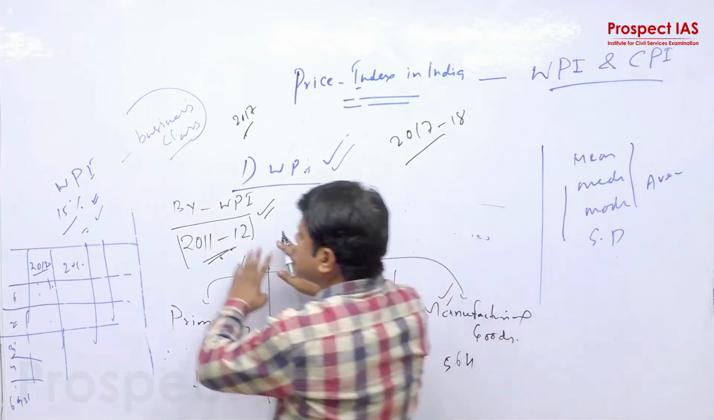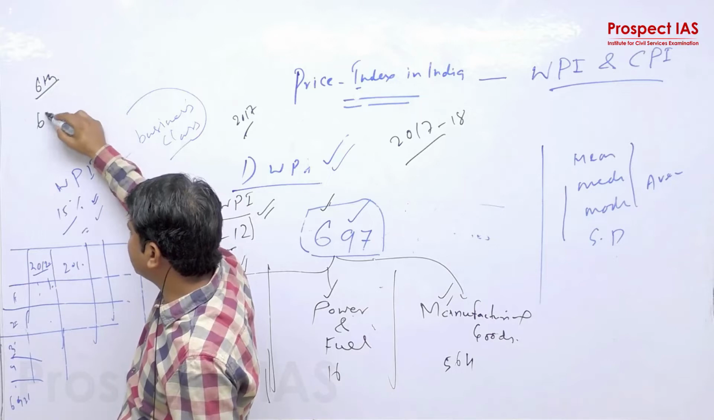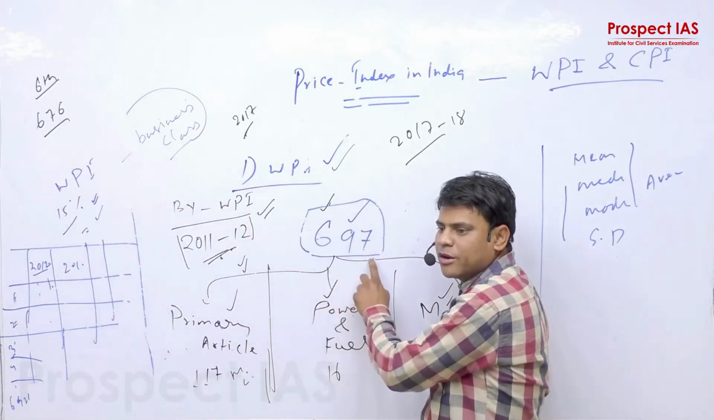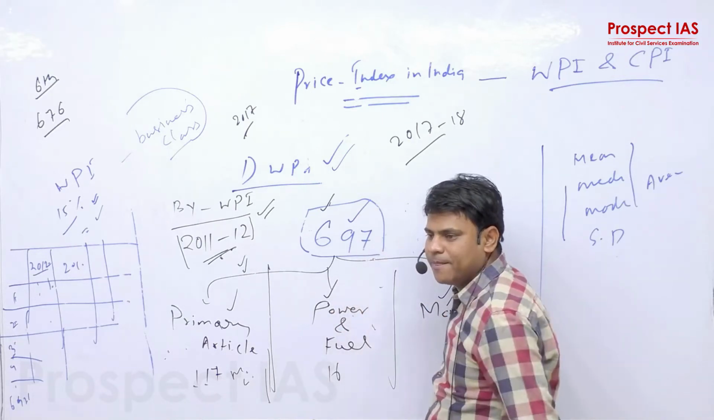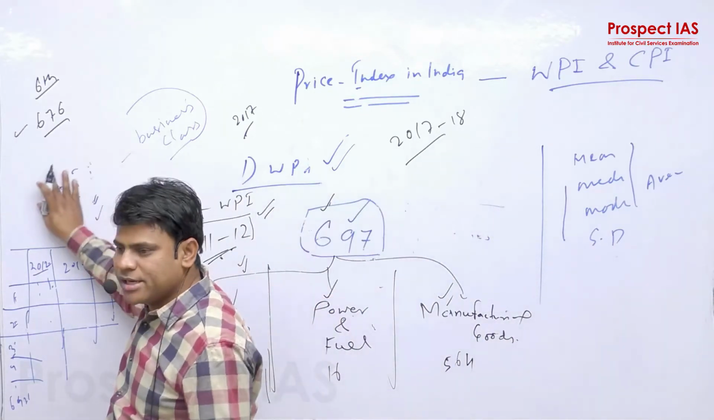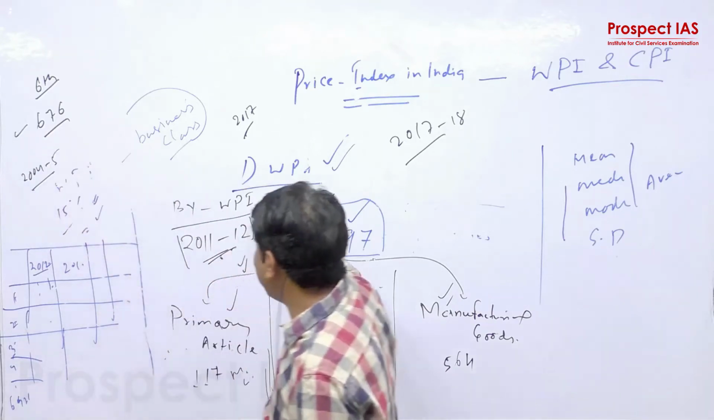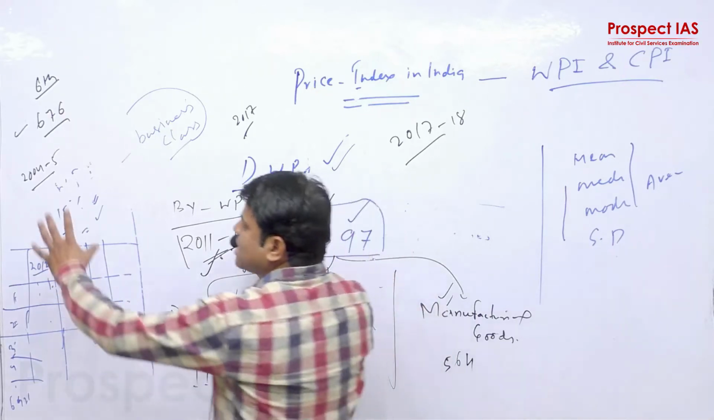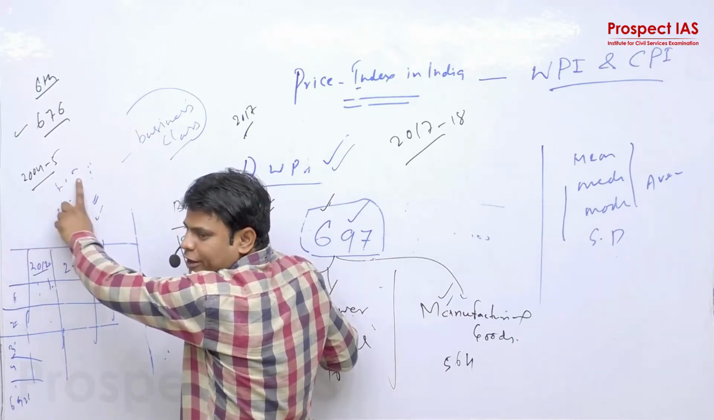Like in the previous series of WPI, the 6th series, the number of commodities was only 676. When the 7th was introduced, you can see that the number of commodities was increased from 676 to 697. So this happened. Even the base year was updated. The base year in the 6th series of WPI was only 2004-05. Now you can see that the base year has been moved to 2011-12, right? So when that WPI was being used, we were recording the prices from 2004-05, right?